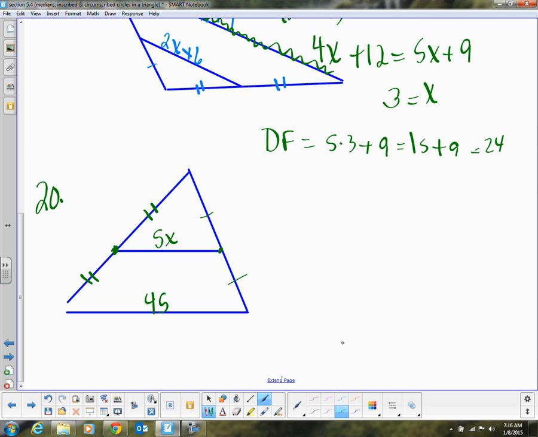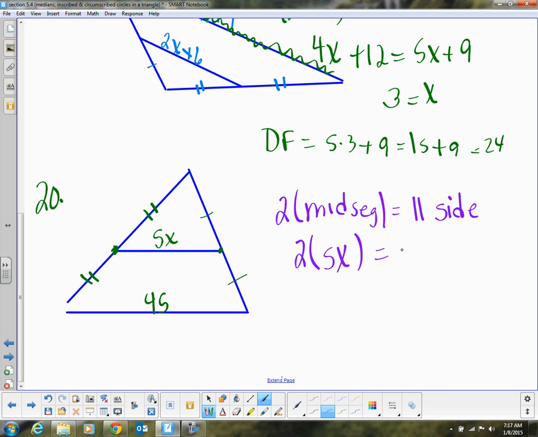So what is the formula, Jennifer? 2 mid-segments equals what? Third side. I'm going to put parallel side. What's the mid-segment? 5x. What's the parallel side? So you're going to end up with 10x equals 45. X equals 4.5. Next question.